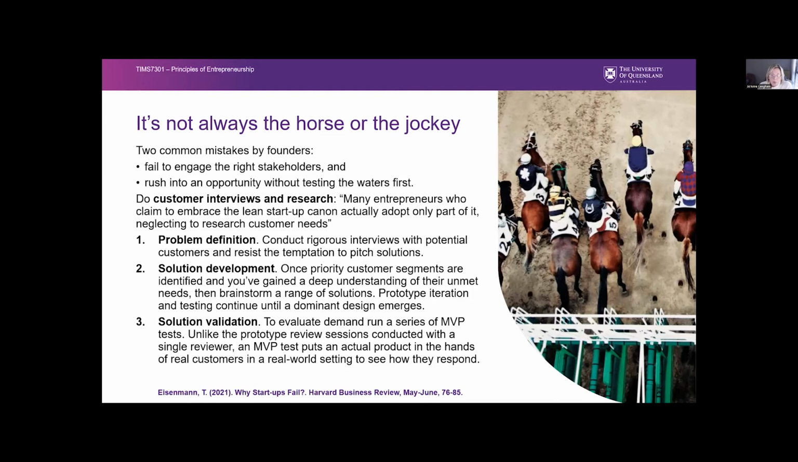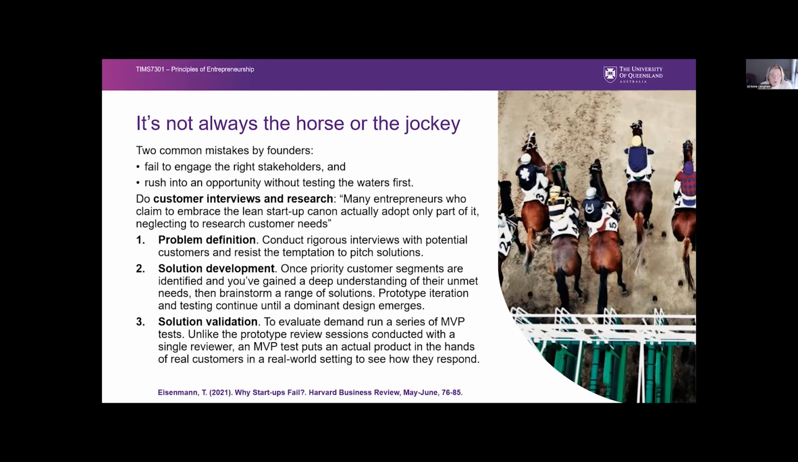Solution development. Once priority customer segments are identified and you've gained a deep understanding of their unmet needs, brainstorm a range of solutions. Prototype iteration and testing continue until the dominant design emerges. And this is also part of the design process. Same principles that we talked about last week.